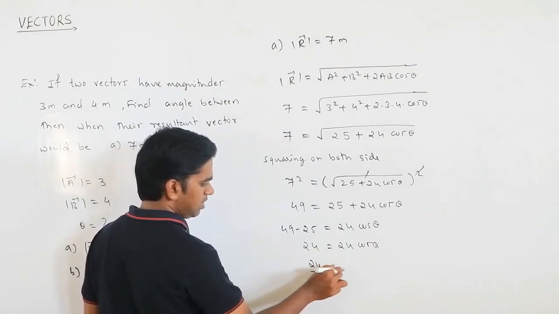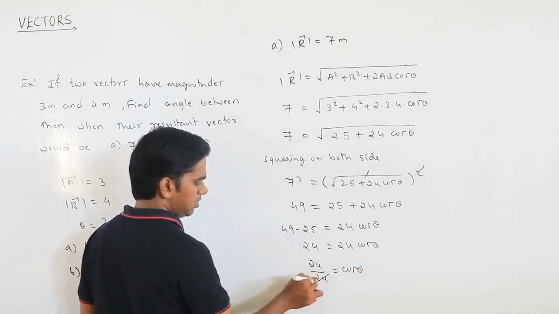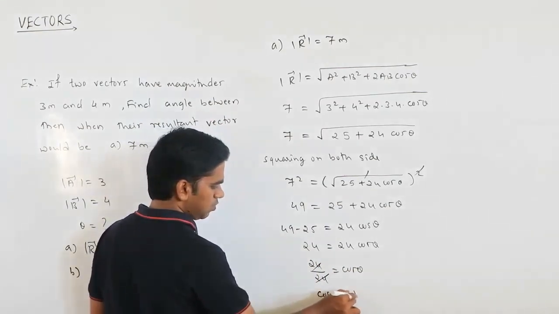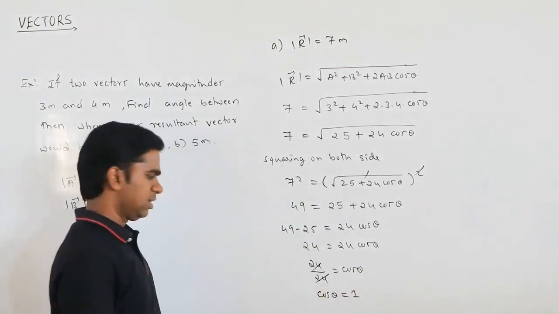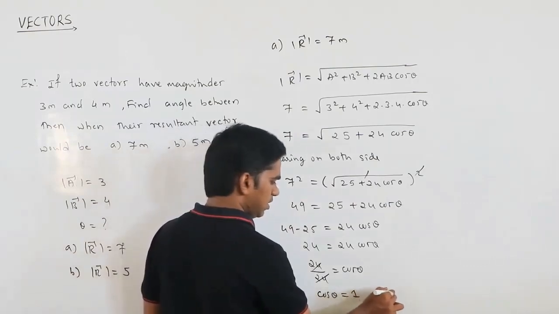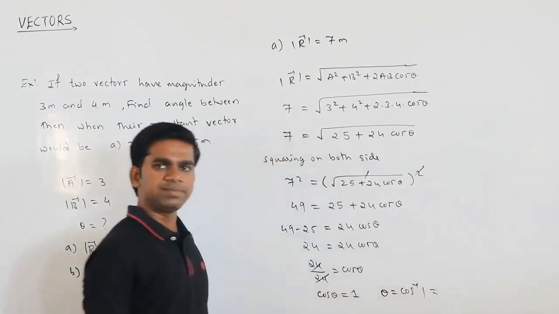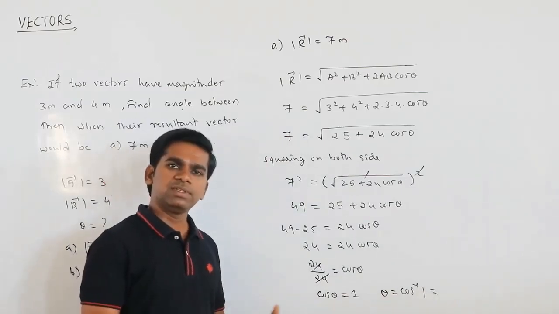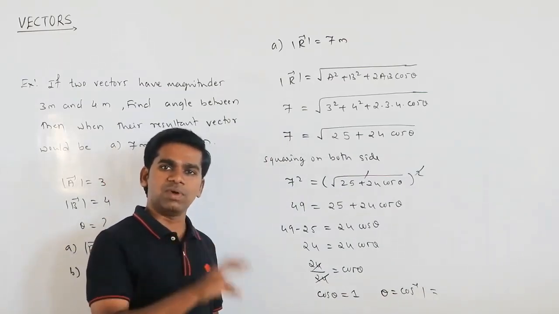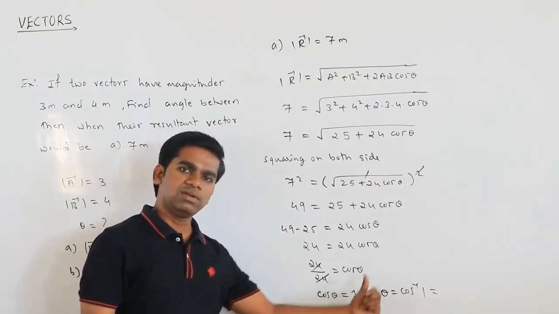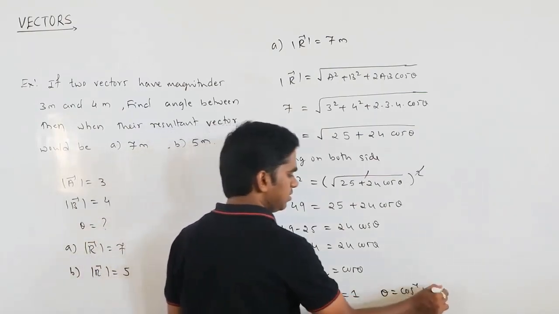24 divided by 24 equals cos theta, as 24 will get cancelled. So cos theta is equal to 1. So theta is equal to cos inverse of 1. Cos inverse of 1 means what value of cos theta is 1? Cos 0 is 1. So cos inverse of 1 is 0. So theta will be 0.